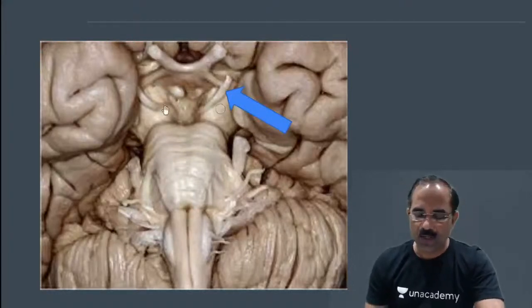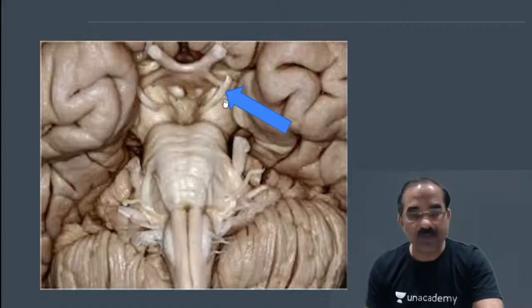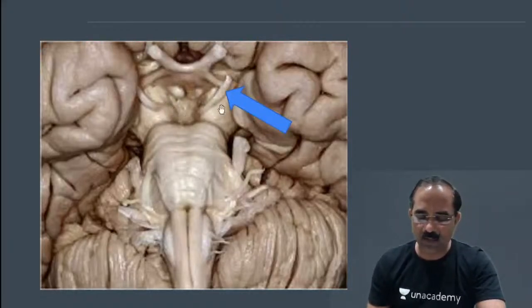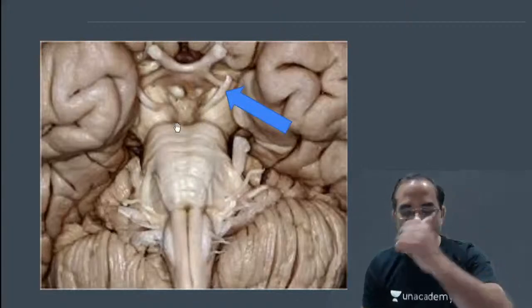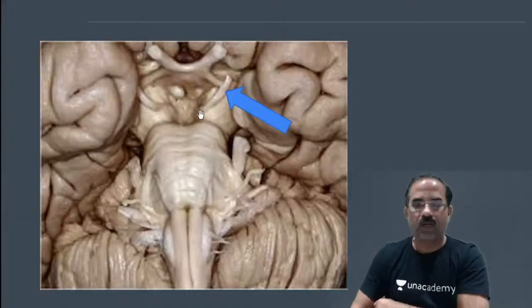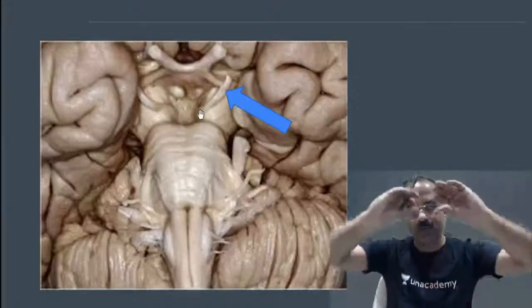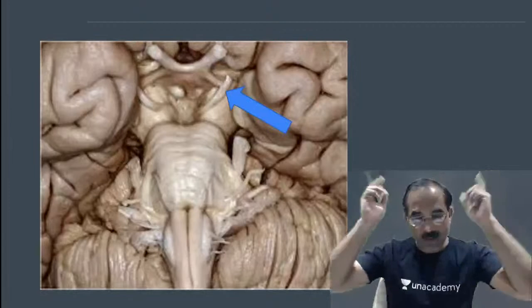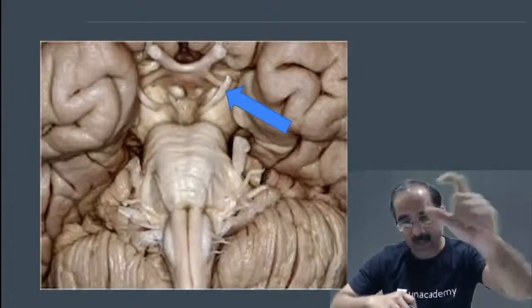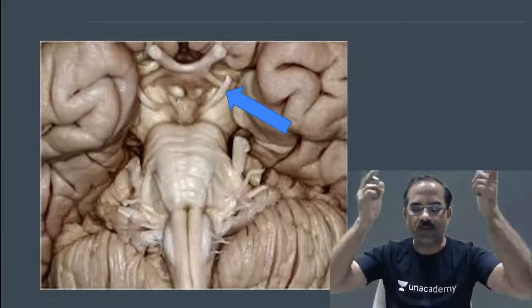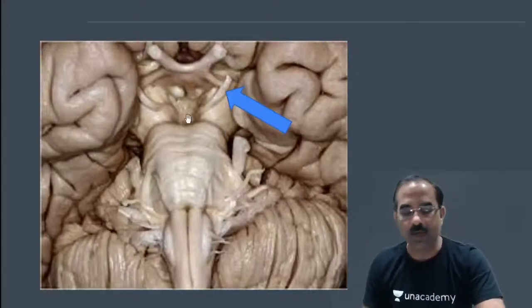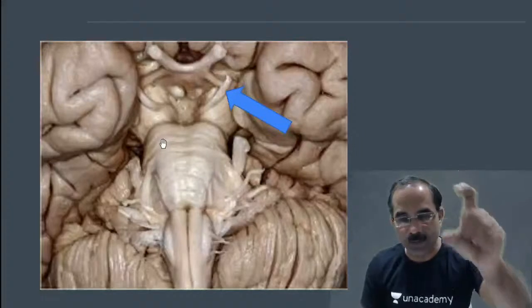Come on. This is what we call the crus cerebri. This part of the midbrain is known as the crus cerebri. This is the ventral part of the midbrain. If we go on the dorsal aspect of the midbrain, we find the superior and the inferior colliculus, and that part of the midbrain would be known as the tectum of the midbrain. So this is the crus cerebri, also known as the cerebral peduncles.